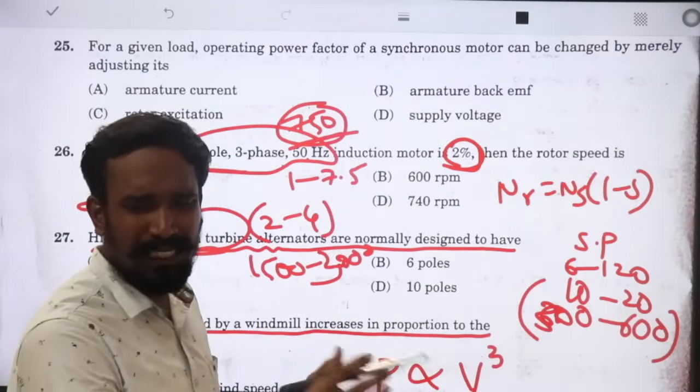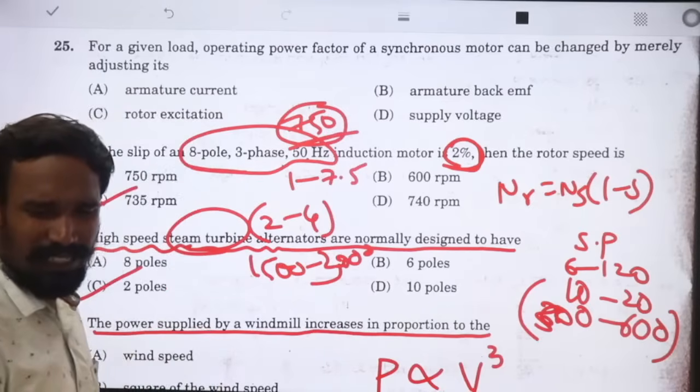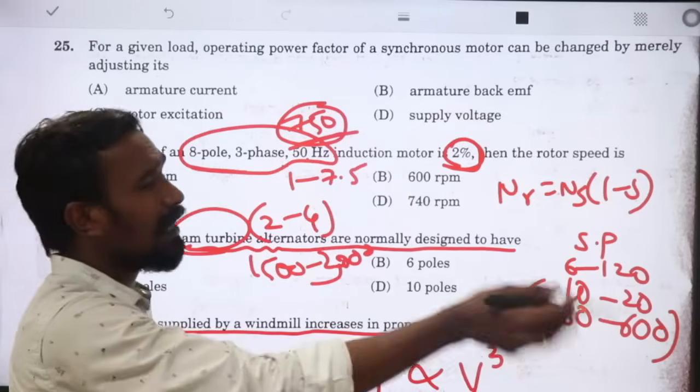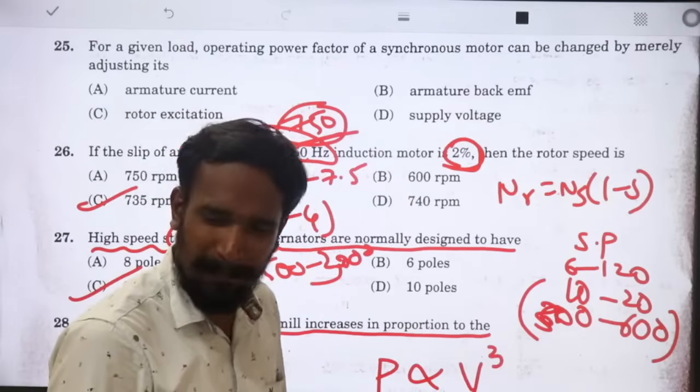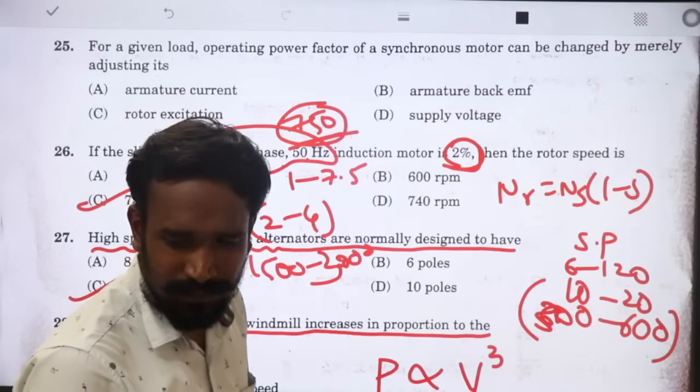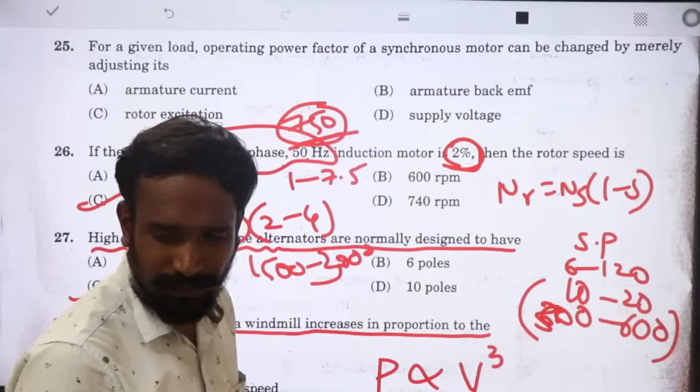It's a very easy question, guys, right? 735, 15 RPM slipping out from here. Very good, Krishna Rao. Very good. Nice.